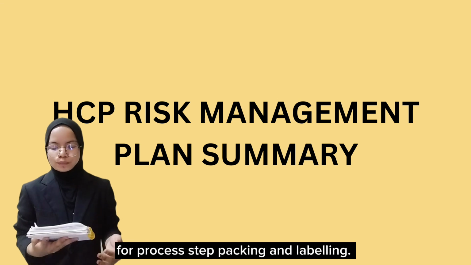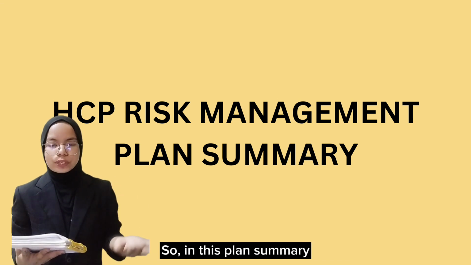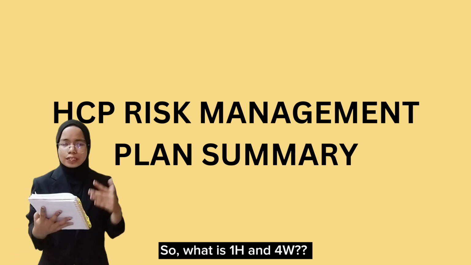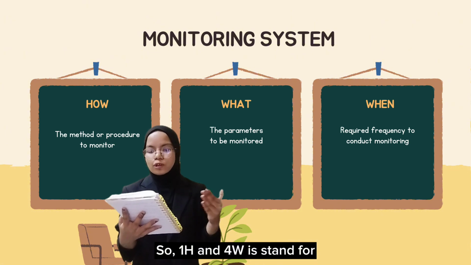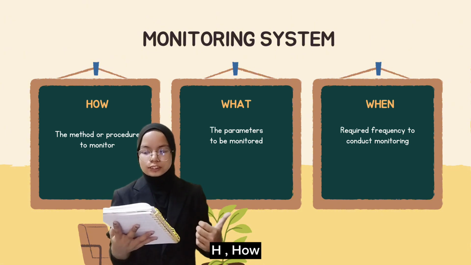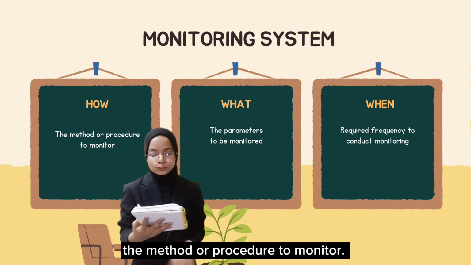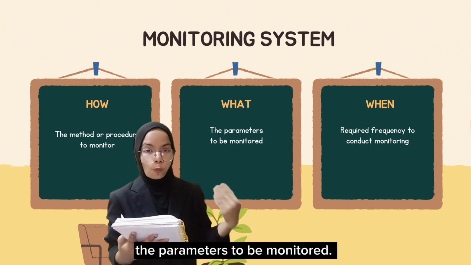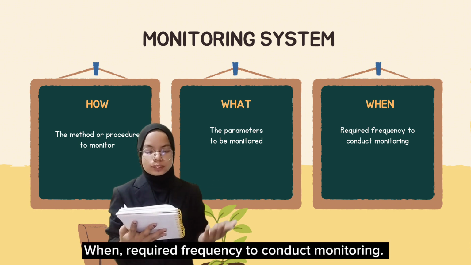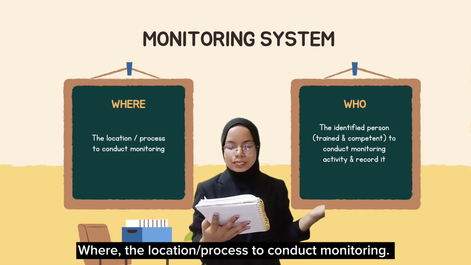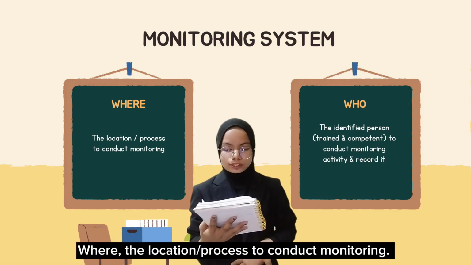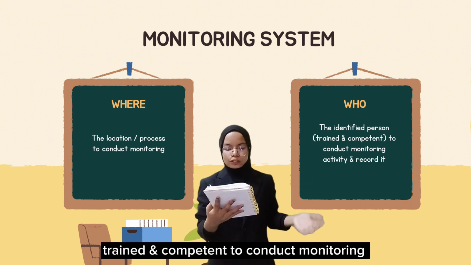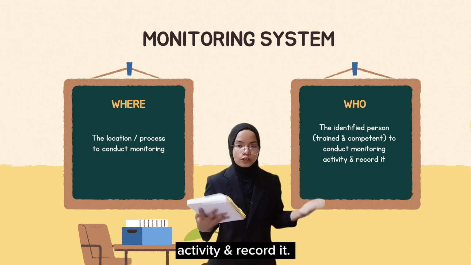Next, we move to the second thing, which is the halal control point risk management plan summary for the process step, packing and labeling. In this plan summary, we use one husband and four wives. What is one husband and four wives? It stands for H, how, the method or procedure to monitor; W, what, the parameters to be monitored; when, the required frequency to conduct the monitoring; where, the location or process to conduct monitoring; who, the identified person who is trained and competent to conduct the monitoring activity and record it.